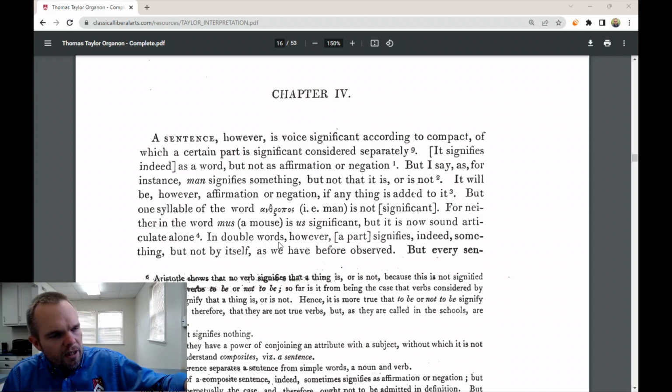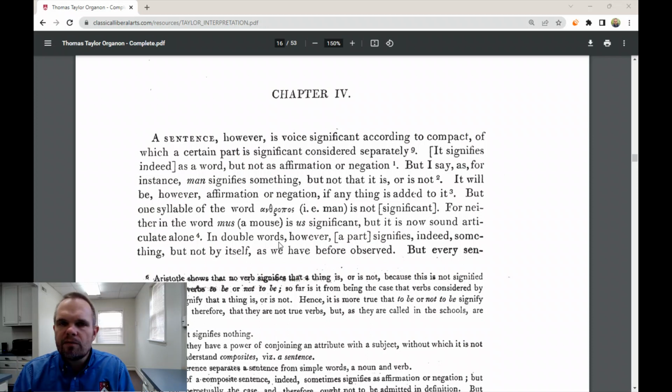So here in chapter 4, as he gets started, he provides a review of this concept that we've talked about in the previous chapters, of what it means for a part of a word, like a noun or a verb, to signify separately. You see, he's adding information here in chapter 4 that actually unfolds the meaning of what he was talking about in chapters 2 or 3. Plus, he introduces the definition of the sentence and explains that in a sentence, a certain part is significant, considered separately. And now we understand why he took time in chapters 2 and 3 to define the noun and the verb, because they're the simple parts of the sentence.